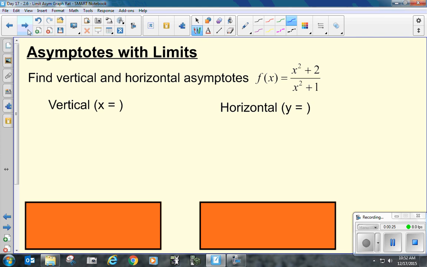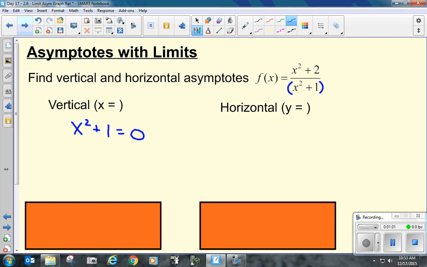What are vertical asymptotes? How do I find vertical asymptotes? Well, it's x equals. So it's what value of x makes the function undefined, right? So what makes this function undefined? Okay, when the bottom is equal to 0, the denominator. That's x squared plus 1. So how can I make x squared plus 1 equal to 0? Are there any values of x I can put in there?